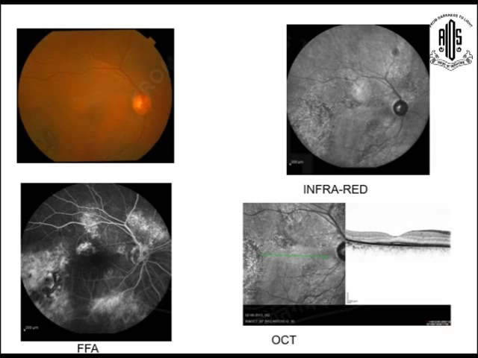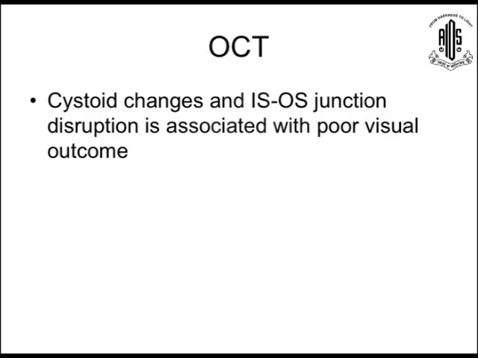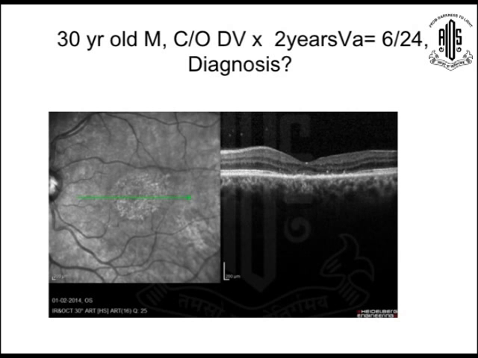So the infrared photos you can see, and this is a chronic CSR photo, and you can see the OCT photo, and there are cystoid changes and ISOS junction disruption, inner segment outer segment junction disruption, which is associated with poor visual outcome. This is one of the cases.